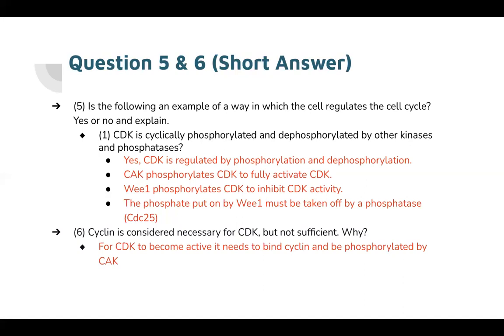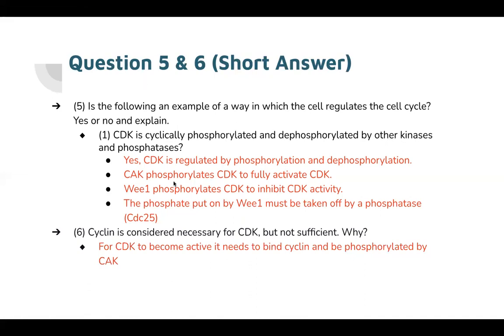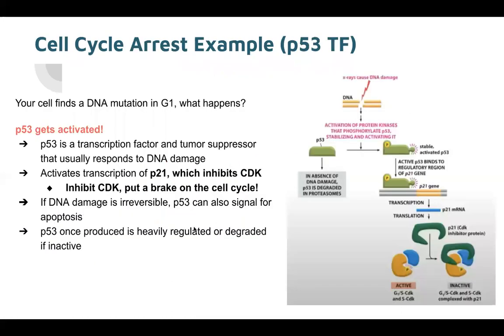Any questions on 6? All right. So I'm going to quickly run through this cell cycle arrest system, right? This pathway with P53 as a transcription factor is an example of a CDK inhibitor. So we're inhibiting the CDK cyclin complex from moving through the cell cycle.